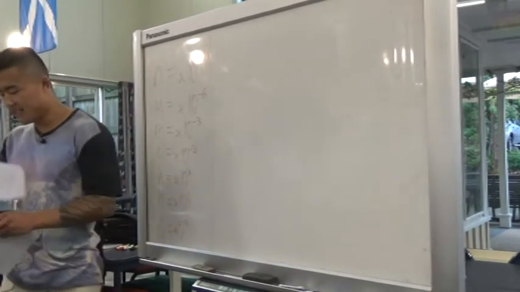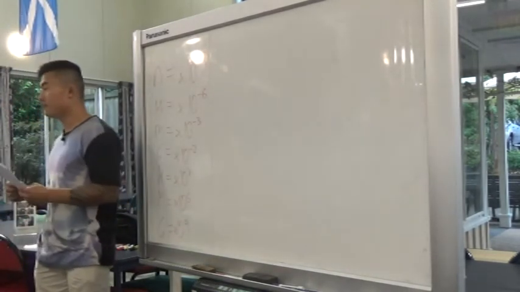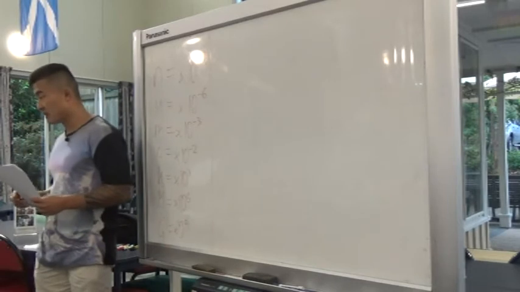So we'll go on to the next page. So bedmus. Yep. Can you quickly go over number 10?